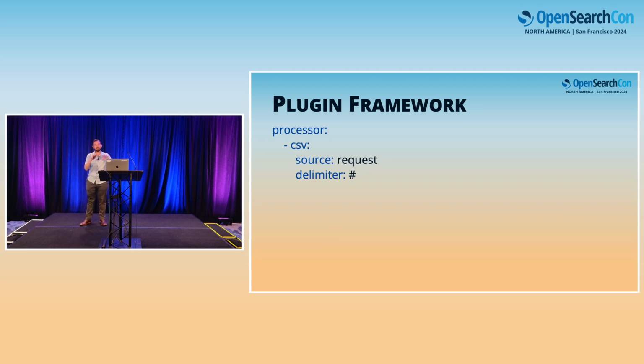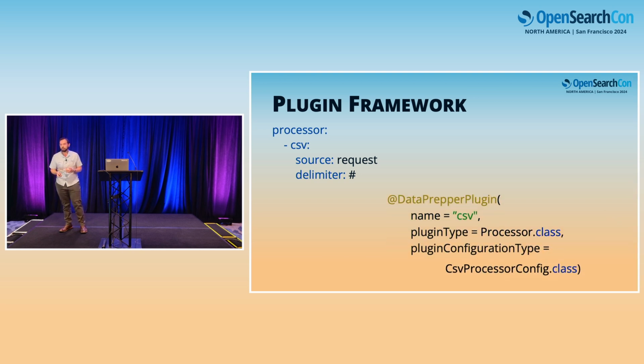So right now, we're going to zoom a little bit just into that CSV part. We're going to take a little bit of a look at how this all maps. So if you want to create a new processor, say the CSV processor, you're going to create a Java class, and you're going to annotate it with Data Prepper plugin. We provide a little bit of metadata here so that you don't have to do a whole lot of coding. You just provide this metadata, and the core plugin framework will take care of mapping this into the YAML.